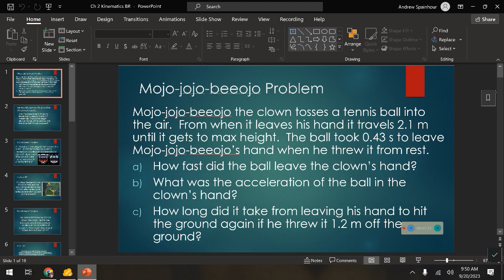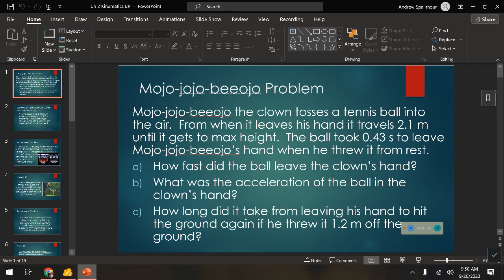Part A, how fast did the ball leave the clown's hand? Part B, what was the acceleration when the ball was in the clown's hand? And part C, how long did it take from when it left the hand to hit the ground? Again, be careful here. That time is referring to the moment it leaves from there until it hits the ground.